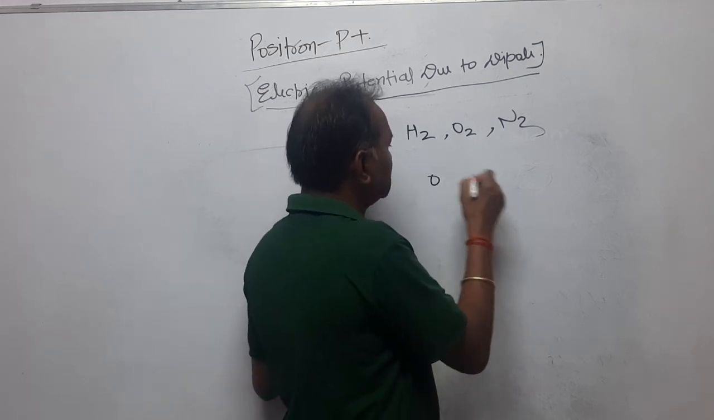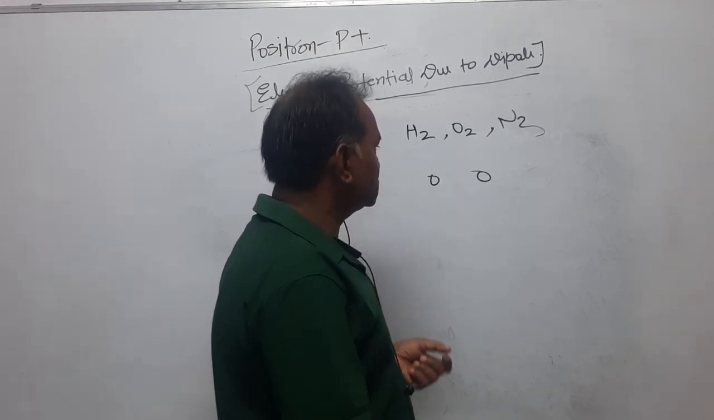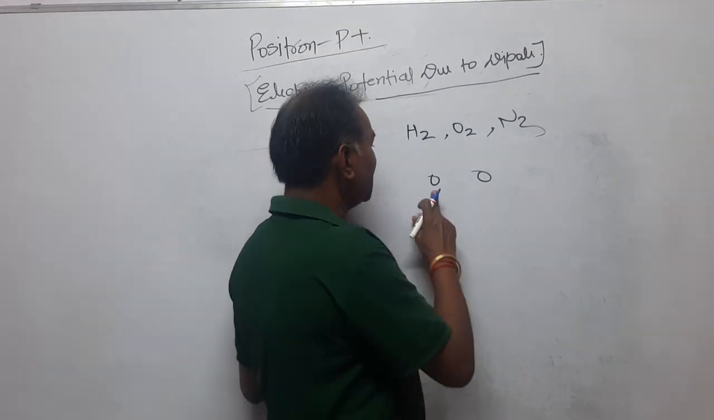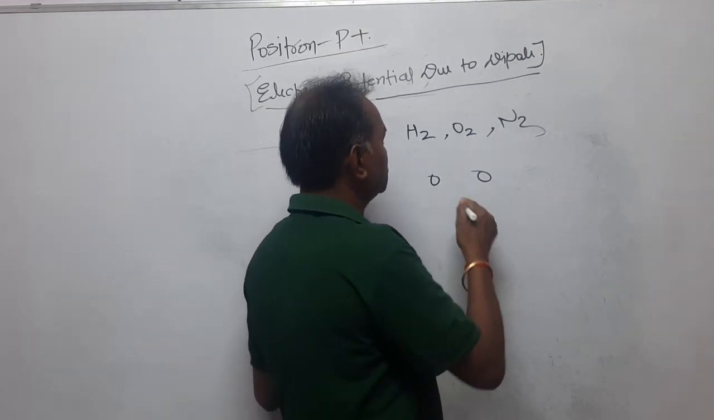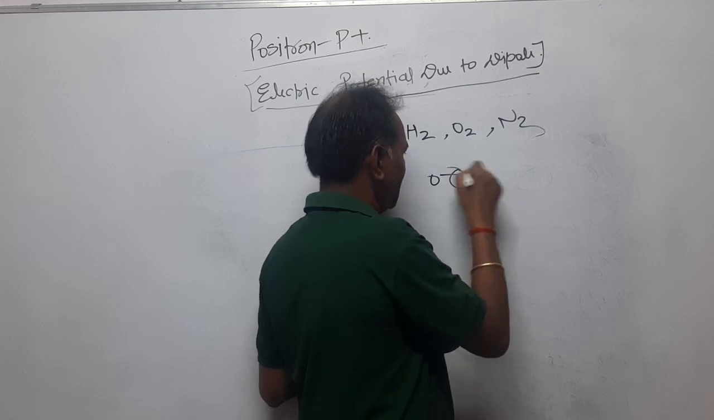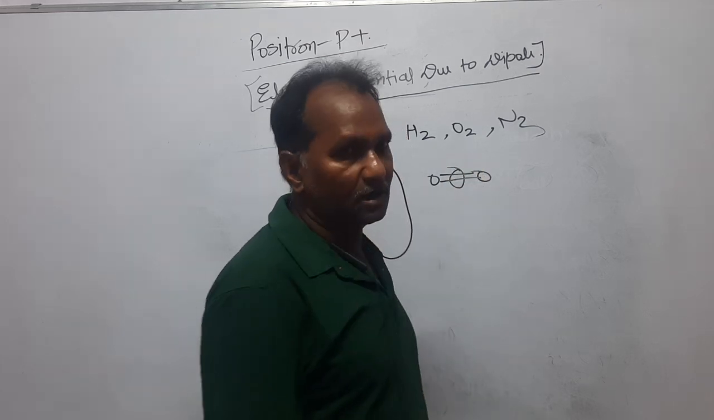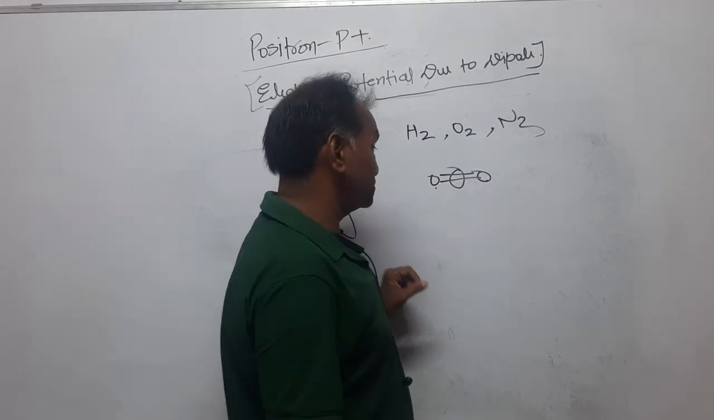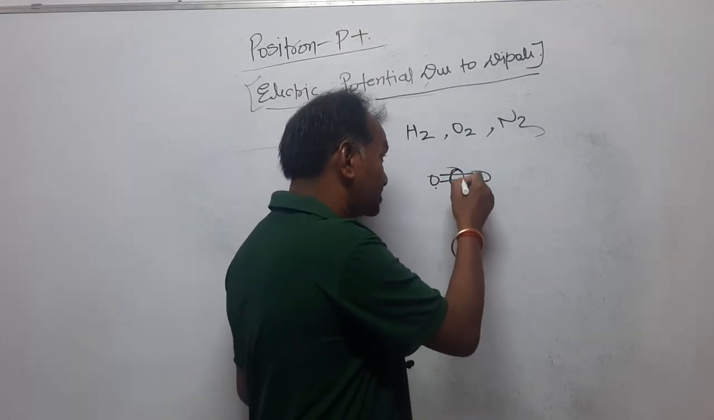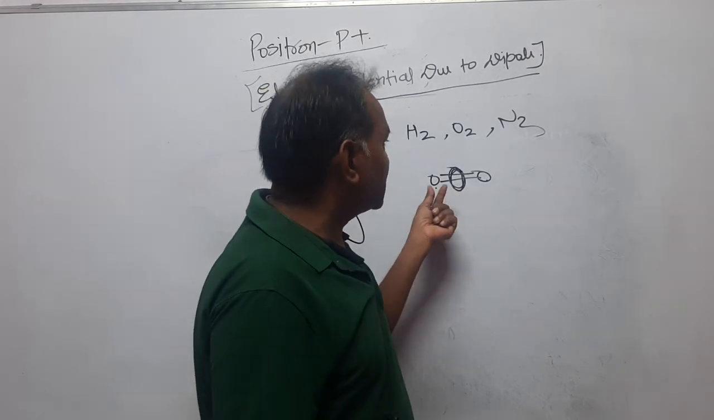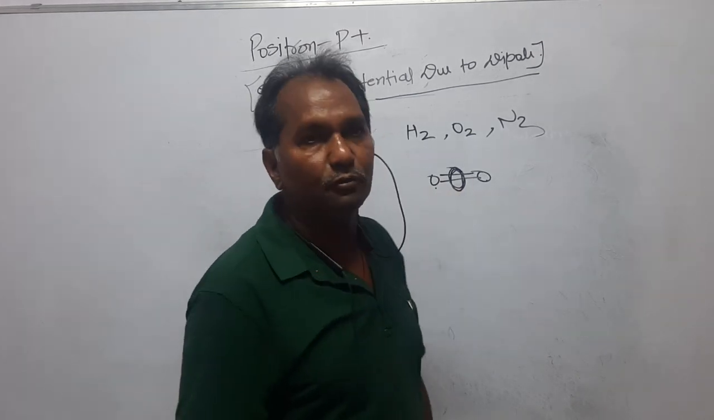Now, dear students, take O2, for example. It is homogeneous, meaning the same kind of atom is on both sides, with configuration 2, 6. They share 2 electrons each, so there are 2 covalent bonds. The shared electrons lie just at the mid, so there is no polarity on either oxygen.